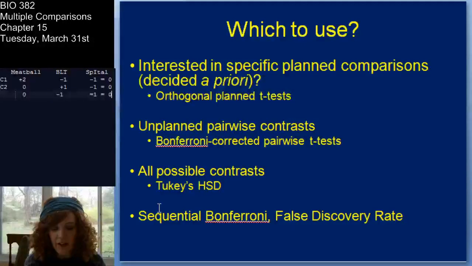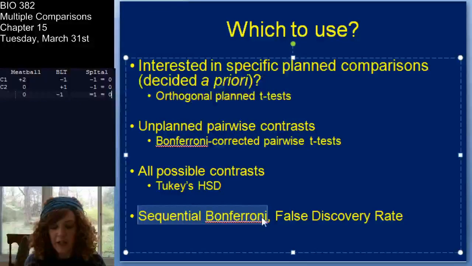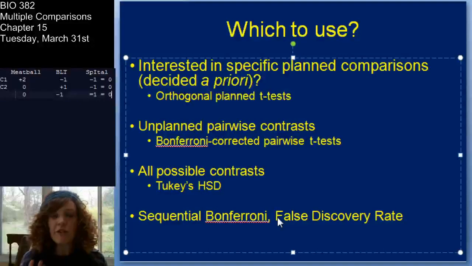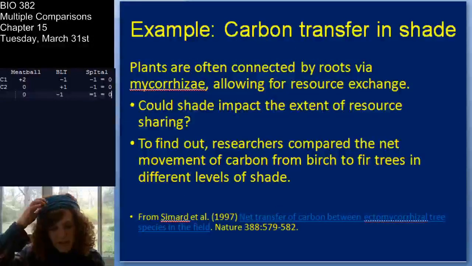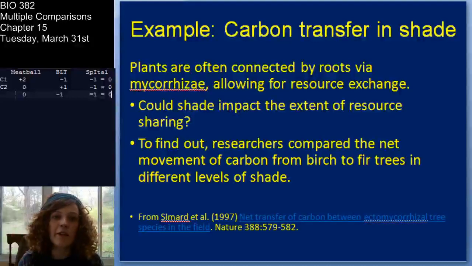Okay, you may also see sometimes a sequential Bonferroni or false discovery rate. Those are essentially just showing you where contrasts lie. Okay, very simply, that's what that is. So let's show you an example. You're going to see more examples on Thursday with your tutorials, or whenever you watch them. I guess you can watch them before. But here's an example from a paper from 1997.